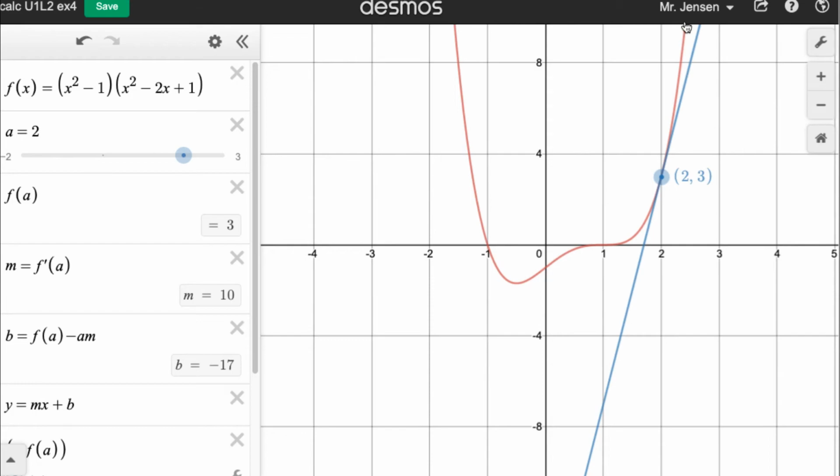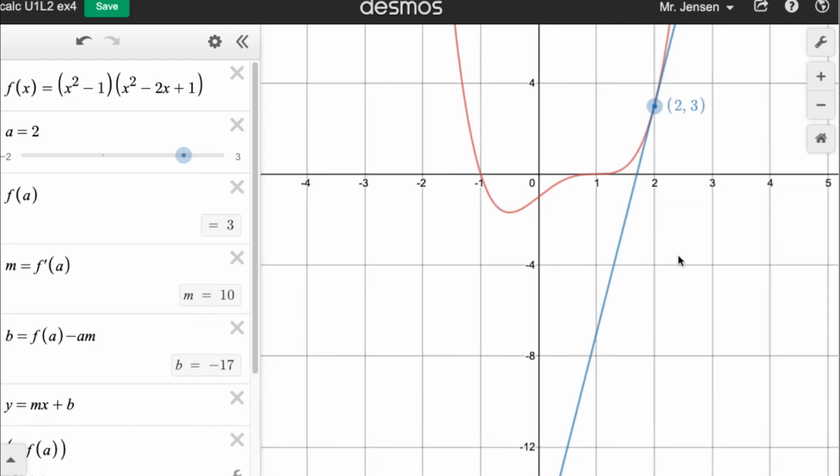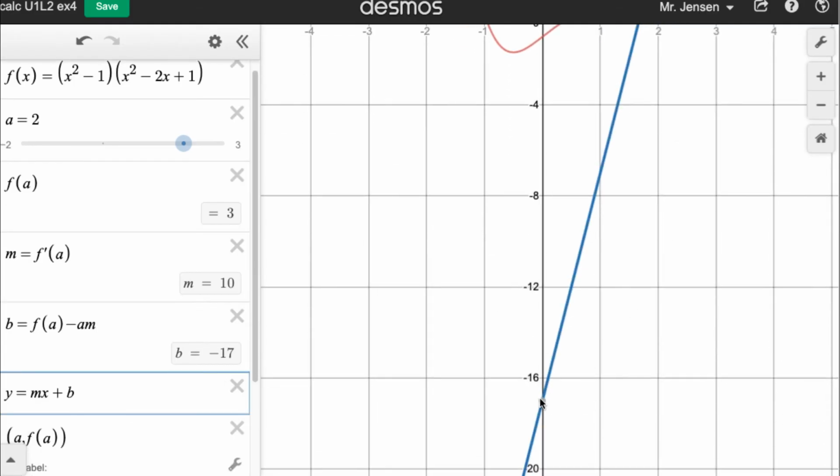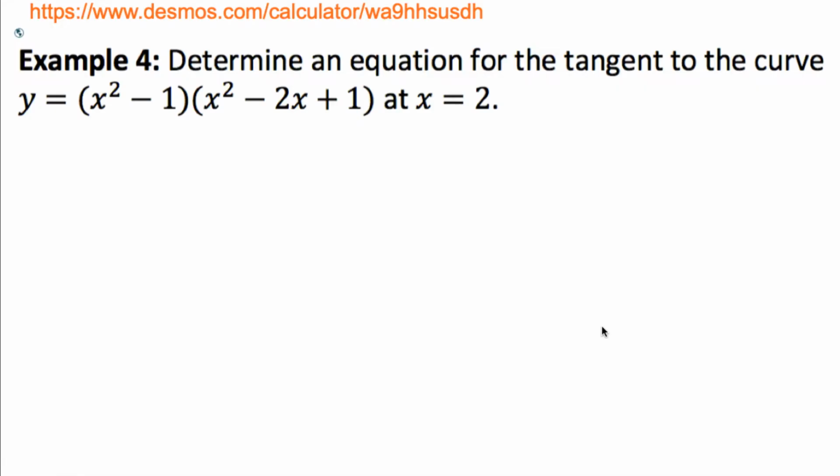So we would have the slope, we would have an xy point, we could write the equation in y equals mx plus b form if we used those three pieces of information to solve for b, the y-intercept, and we should get, according to this graph, negative 17. And then we could write the equation of the line to be y equals 10x minus 17. Let's go ahead and try that.